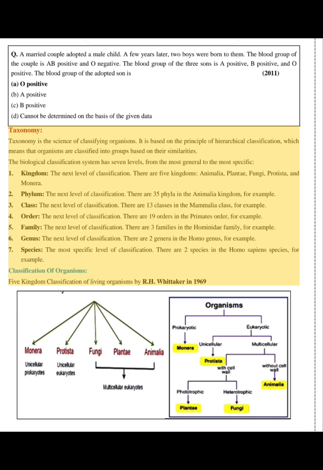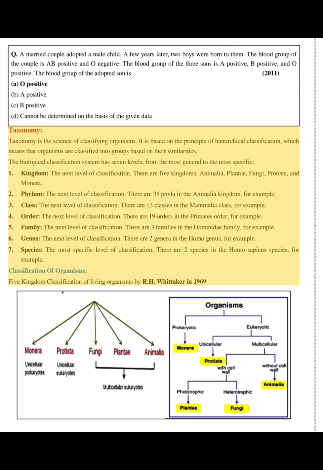4. Order. The next level of classification. There are 19 orders in the Primates order, for example. 5. Family. The next level of classification. There are 3 families in the Hominidae family, for example. 6. Genus. The next level of classification. There are 2 genera in the Homo genus, for example. 7. Species. The most specific level of classification. There are 2 species in the Homo sapiens species, for example.